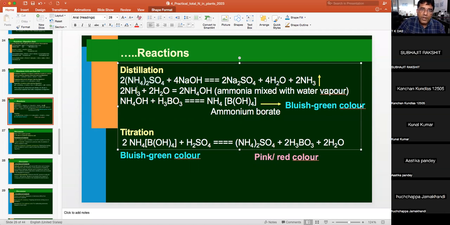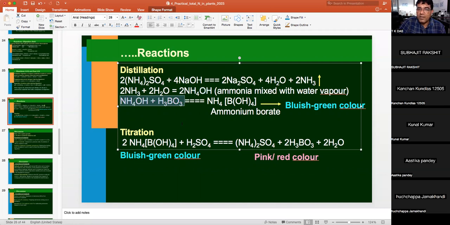Then this ammonia will enter with the water. Water vapors are also there. It will make ammonium hydroxide. So ammonium hydroxide mixed with water vapor is moving into the conical flask where boric acid has been kept with mixed indicator. The color of the boric acid was red, but once this ammonia starts entering into the boric acid, the color will become bluish green. So this ammonium hydroxide reacts with boric acid.